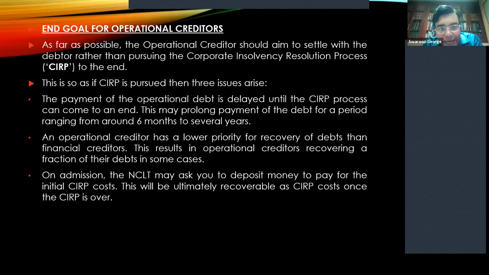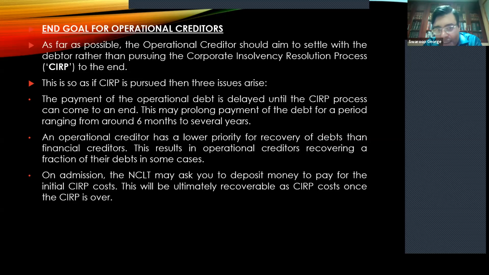So as far as possible, operational creditors should try to settle the matter. If the corporate debtor company is actually a bona fide company, and this happens in several cases, even if a company has several assets, it may simply be trying to delay your payment, or trying to get out of paying you. In such cases, it's very advisable to enter into a settlement agreement with them. You can ask for the entire amount and just settle.